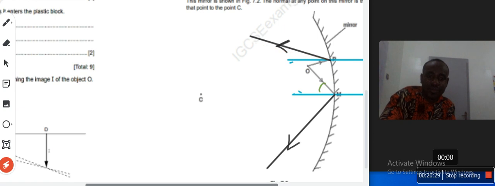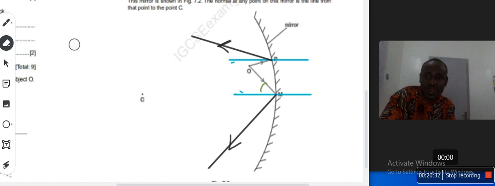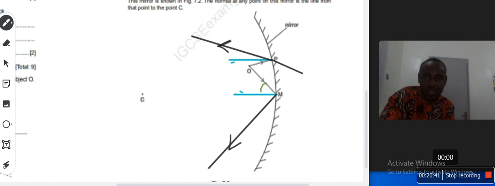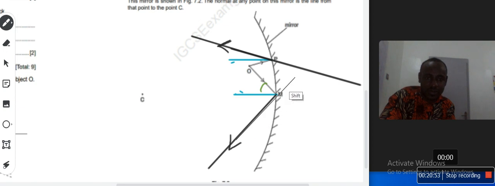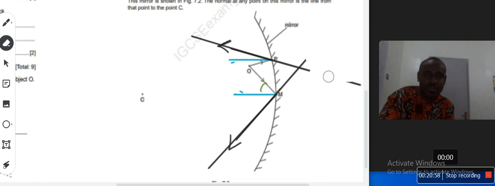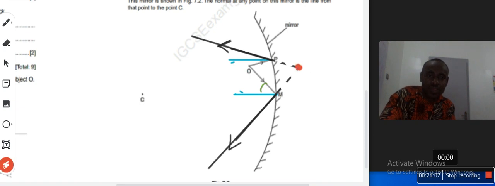So when we make these lines longer, let me remove this because the normal should stop at this point. When we make this line longer, and make this one longer, where they appear to meet is where the image is formed. They appear to meet here. So this is where the image is formed. That's where the image is formed. Image.